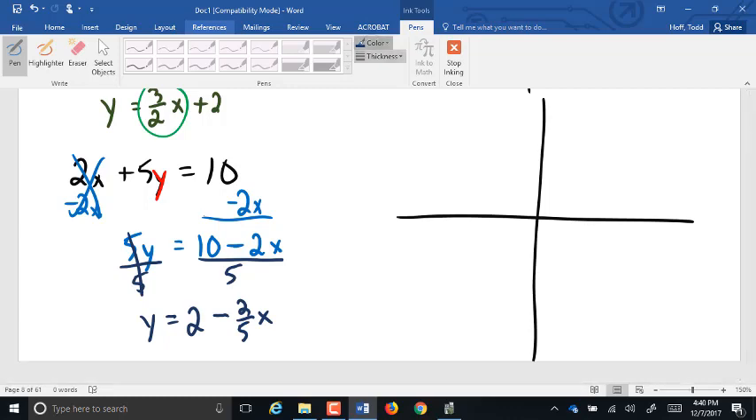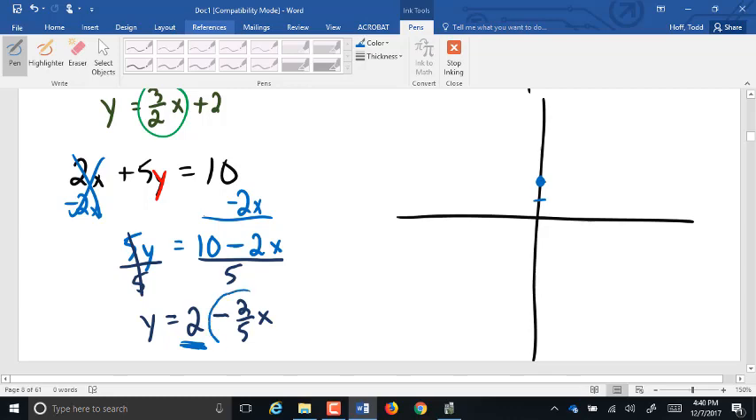So to graph that, we would start at the 2, right? And from there, we would go negative 2/5. The rise is the negative 2, so we would go down 2, and then we would run 5 over 1, 2, 3, 4, 5. There's our graph.